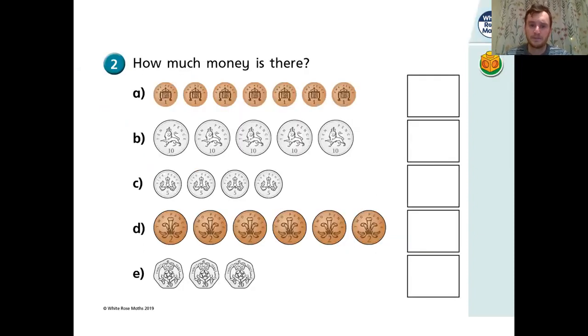Moving on to the next question. Have a go at writing in how much money there is. So the first one, there's 1 pence coins. Next one, there's 10 pence coins. Then 5 pence coins. Then 2 pence coins. And then 20 pence coins. You're going to have to count in different amounts to work out the answer. Again, pause it there. Have a go at that question. And then when you're ready, we'll look at the answer together.